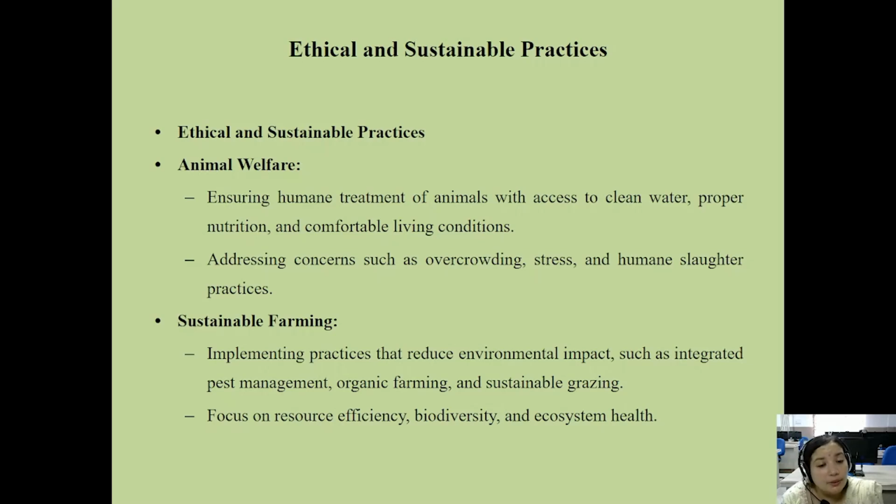Sustainable farming is implementing practices that reduce the negative impact on the environment of animals, such as integrated pest management, organic farming, and sustainable grazing, and focus on resource efficiency, biodiversity, and ecosystem health.